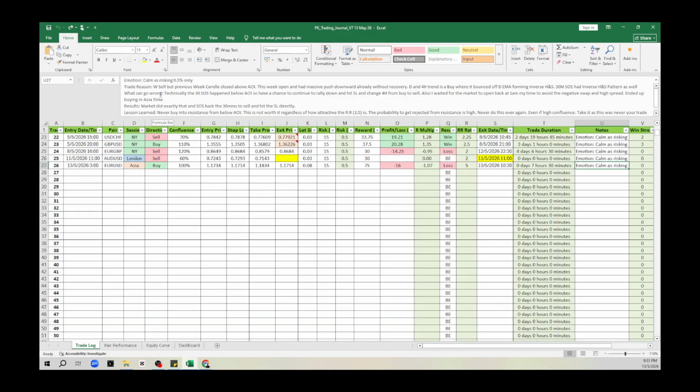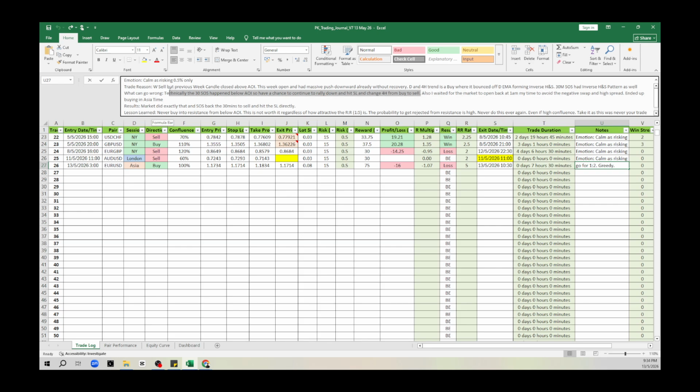So what could go wrong, I mentioned over here: technically the 30-minute shift of structure happened below the area of interest, so have a chance to continue to rally down and hit the stop loss and change the 4-hour from a buy to sell. I literally typed this down and it happened.